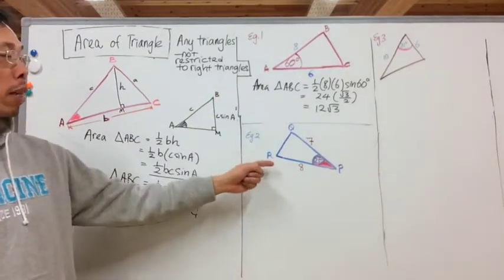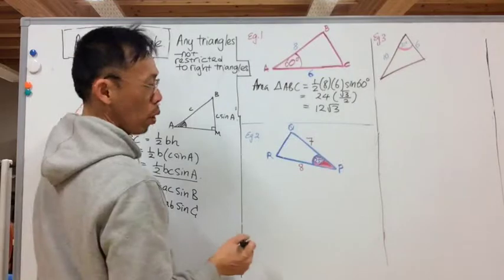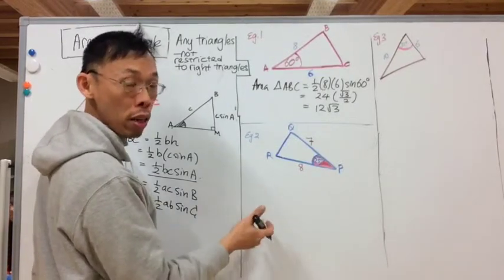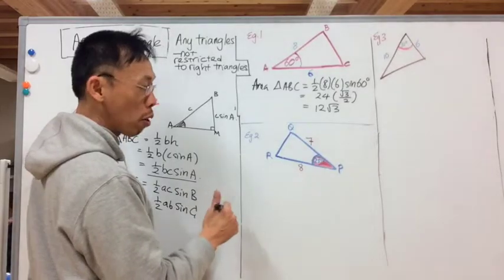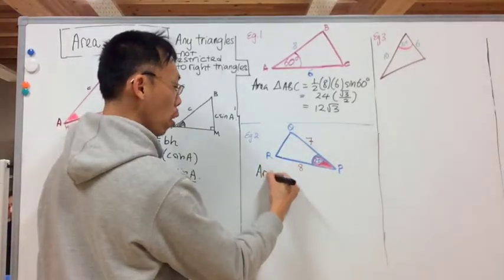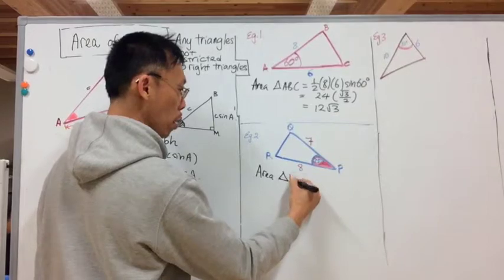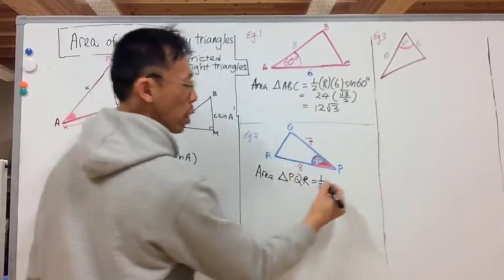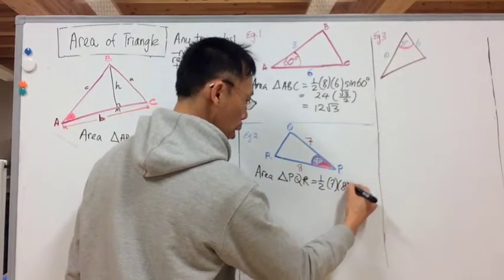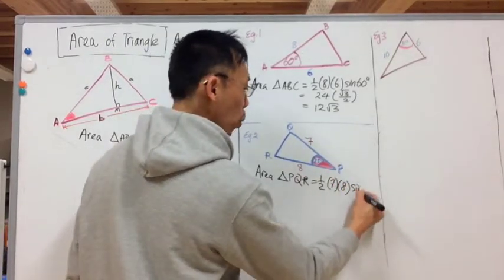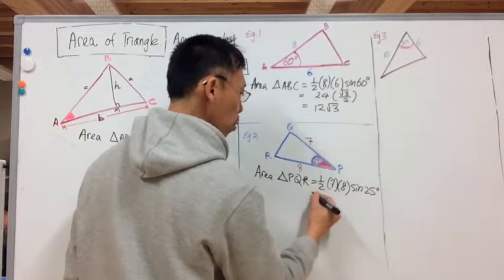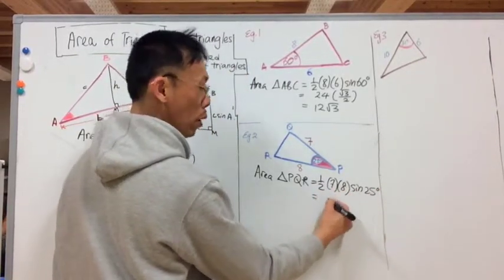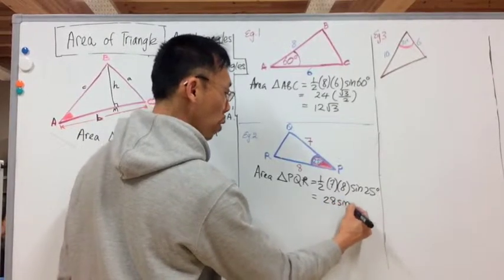We're going to do the same thing with example number 2. You may want to try it first by yourself by pausing the video, and when you're ready, switch it on again. Okay, welcome back. The area of this triangle PQR in this particular case is half, and the two sides are 7 and 8, and the angle is 25 degrees. So 8 divided by 2 is 4, 4 times 7 is 28, and then sine 25 degrees.